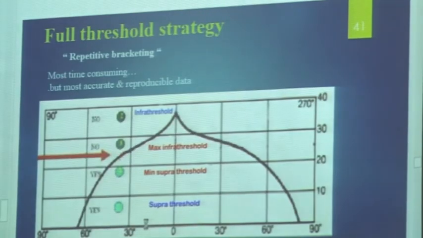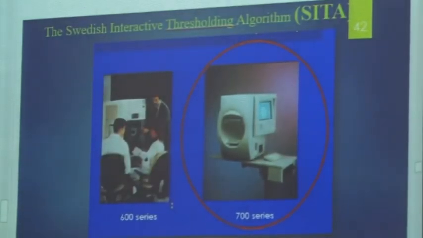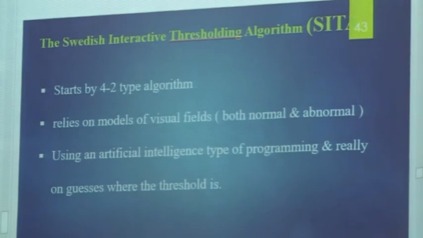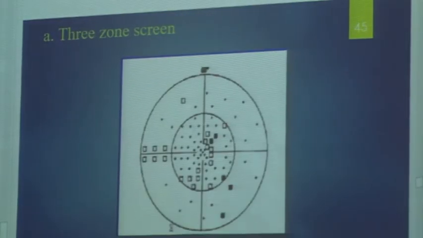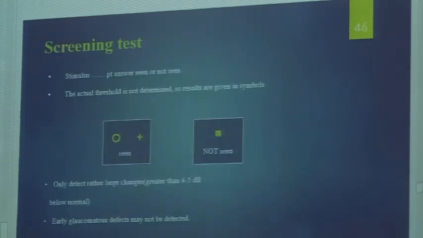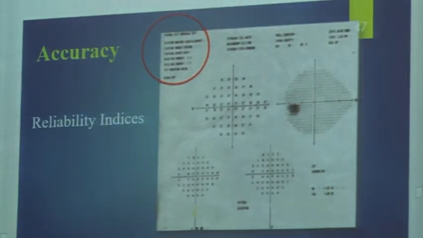Two-zone and three-zone screening, and full threshold strategy. This is SITA, which is now in use on the Humphrey. Two-zone screening, three-zone screening. The dark area is totally affected, and the plus sign is visible. In the screening test, the plus and circle are seen and the dark circle is not seen.